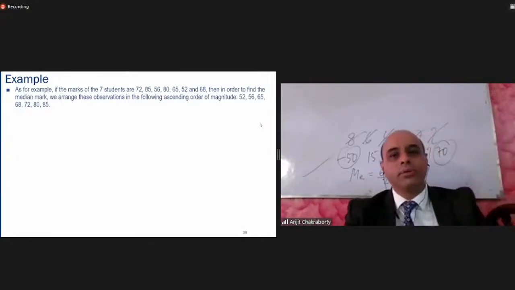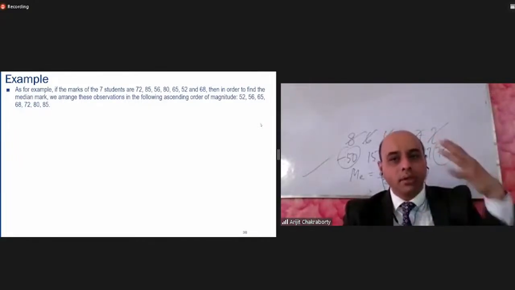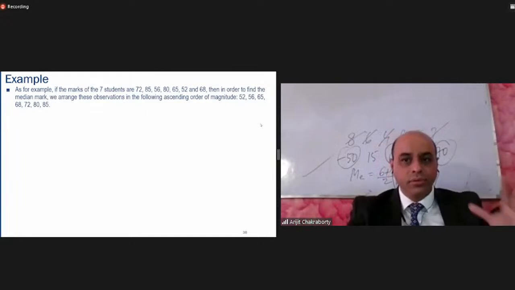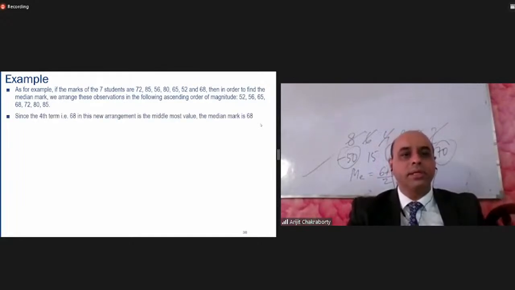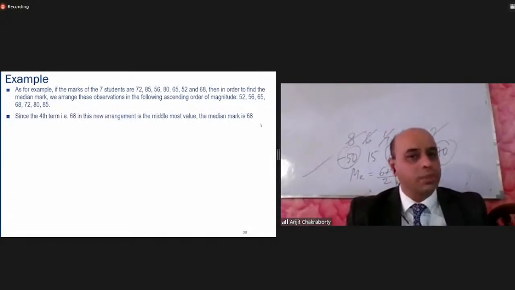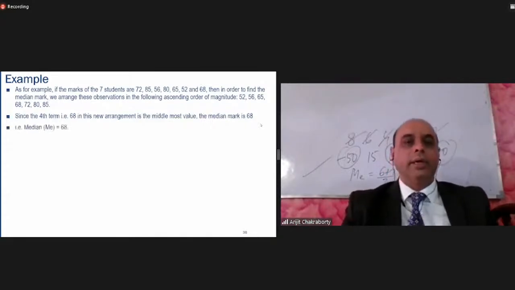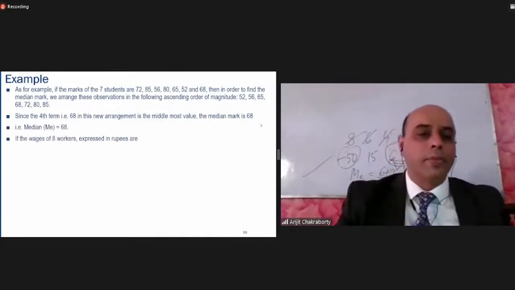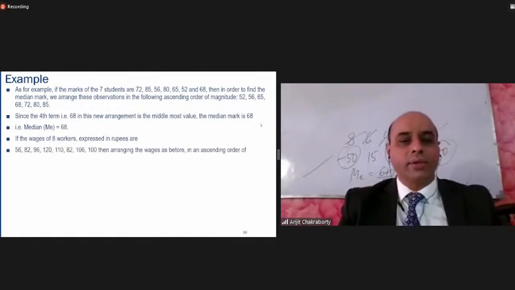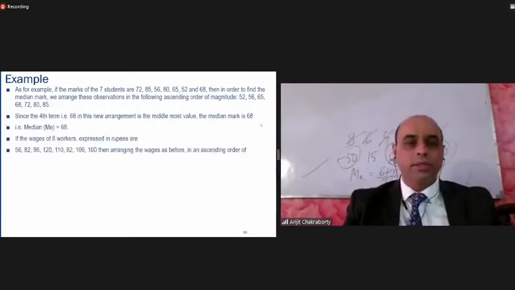So what do we do? We put them in ascending order, starting with the lowest number: 52, 56, 65, 68, 72, 80, and 85. Then you can see the middlemost value, the median, comes to 68 because 68 is the middlemost number. Now, next one is wages of 8 workers expressed in rupees. So what is the median value?